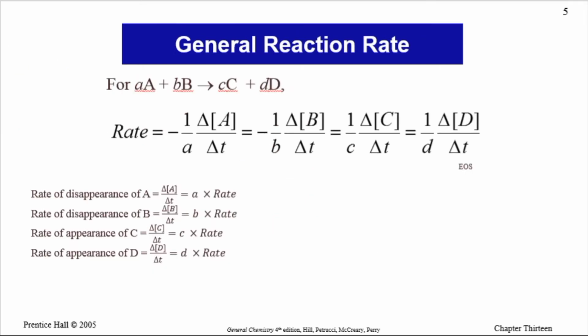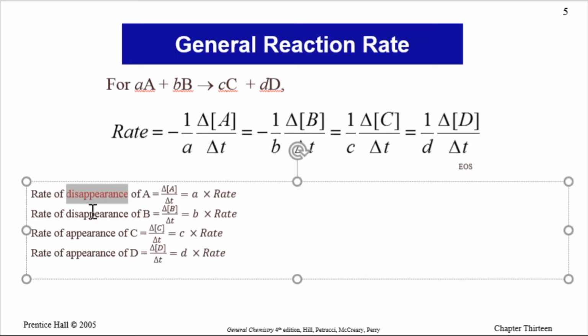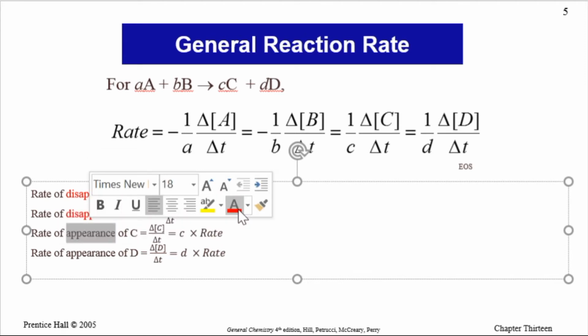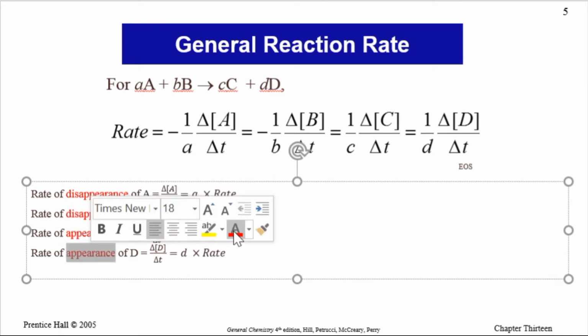All right, so for example, the rate of this overall reaction right here is equal to -1/a times the change in concentration of A divided by the change in time for A, right? And that's also equal to the negative 1/b times the change in concentration of B over the change in time. You can keep going on like this. So these are your stoichiometric coefficients. So the rate of disappearance of A, the rate of disappearance of B, the rate of appearance of C, and the appearance of D.